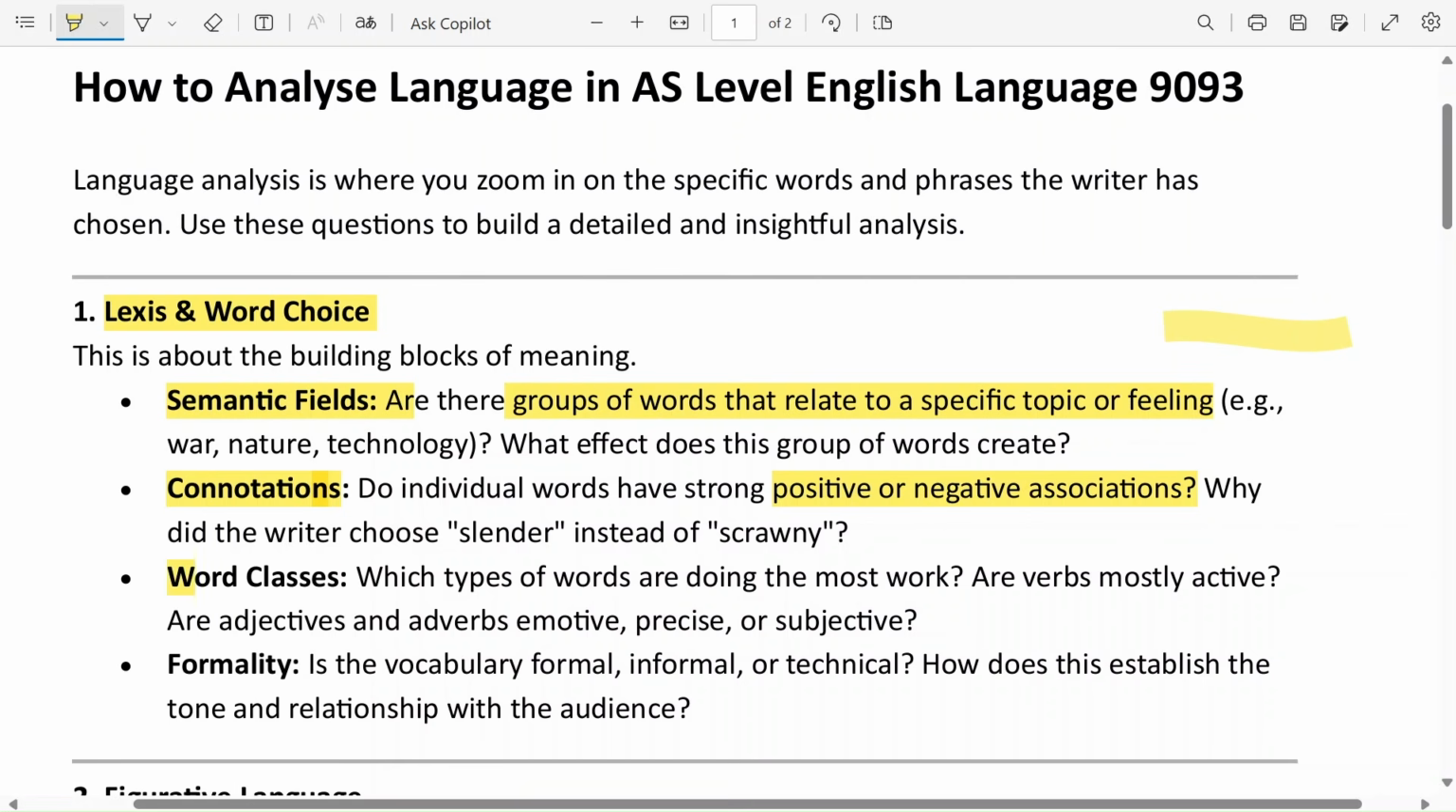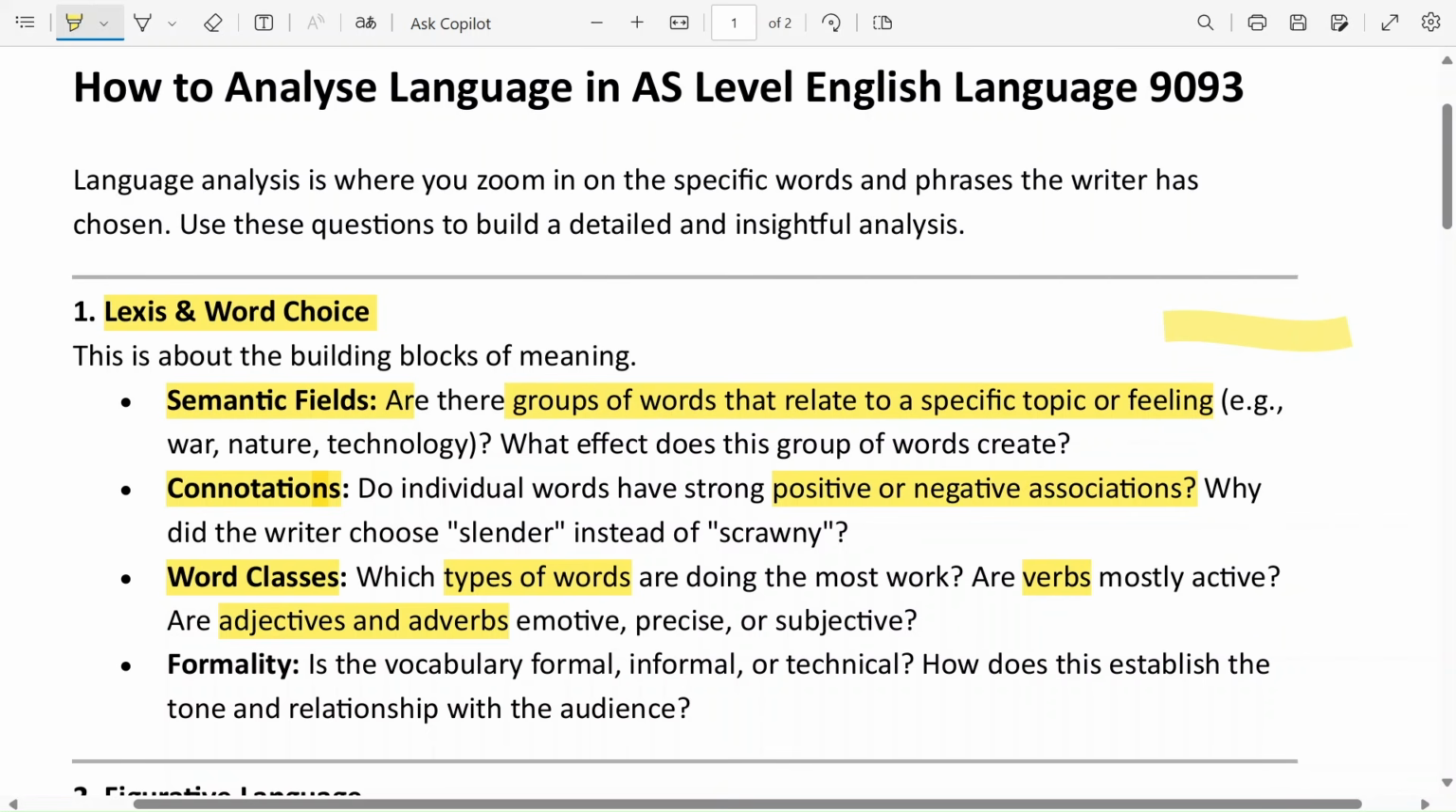Next, look at word classes. Which types of words in this text or in this part of the text are doing the heavy lifting? Are the verbs the author uses mostly active and dynamic or passive and static? That impacts the mood, tone, and pace a lot. How do adjectives and adverbs color those nouns and verbs to shape your perception? Are they emotive, super precise, or really subjective maybe?